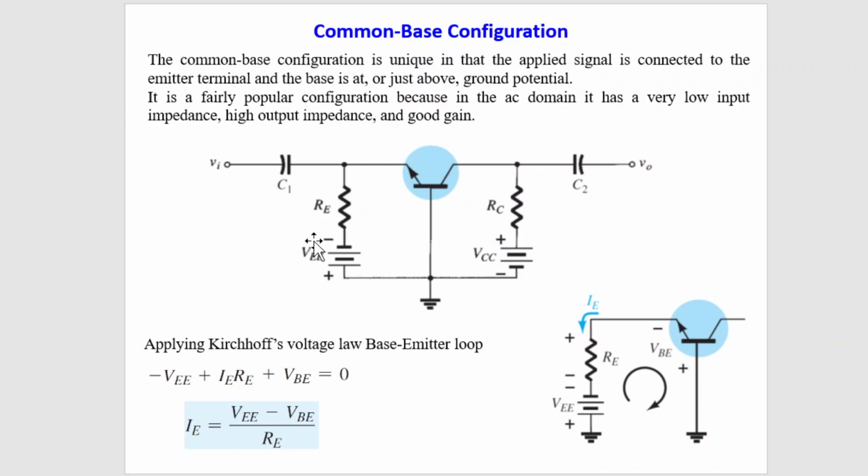In other biasing techniques we have used one DC power supply, and here in common base configuration we are using two DC power supplies. One is minus VEE, which is connected to the emitter, and another is VCC, which is connected to the collector. If you check this technique, we know that for linear operation, the base-emitter junction should be forward biased and the base-collector junction should be reverse biased.